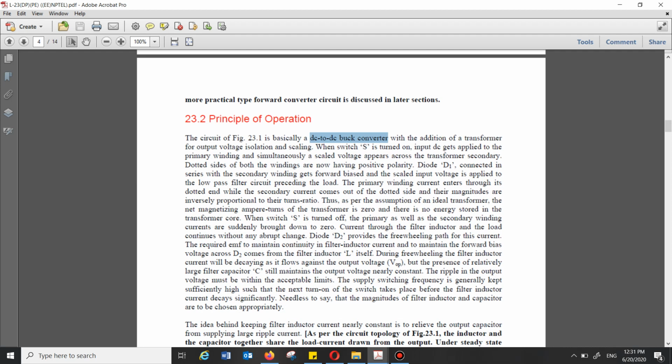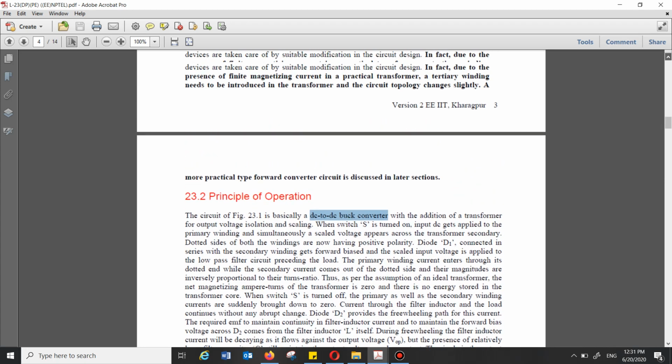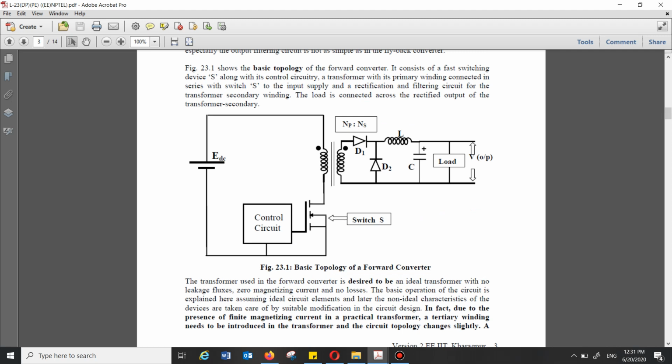On and off. The dotted sides of both the windings have a positive polarity. So this shows the dot convention. While D1, connected in series with the secondary winding, gets forward biased, and the scaled input voltage is applied to the low pass filter proceeding to the load. There you go. This is the low pass filter, and this is the diode.